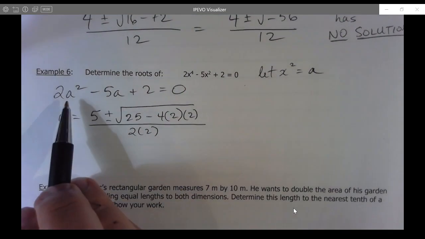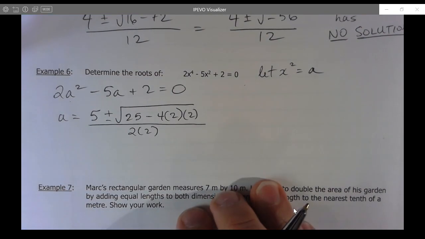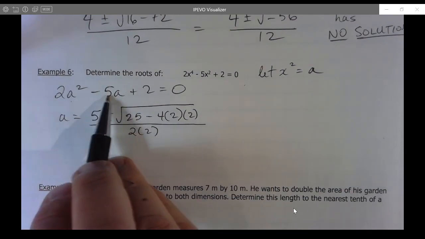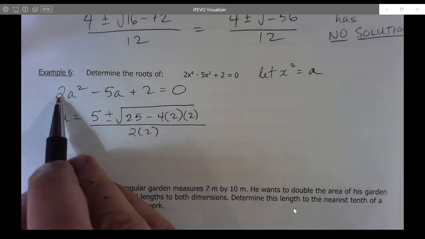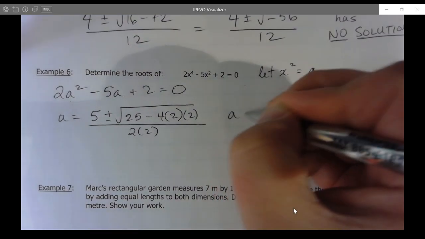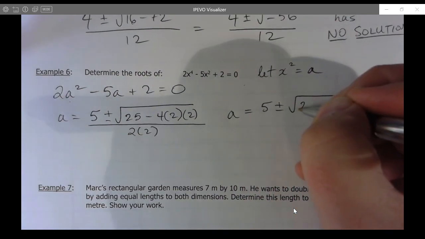It doesn't matter that I use the variable a in this equation. In terms of the standard form of a quadratic, this is ax squared plus bx plus c. So this is the a value for this formula, this is the b value, this is the c value. I purposely picked the letter to make it a little confusing. A here is going to equal 5 plus or minus the square root of 25.